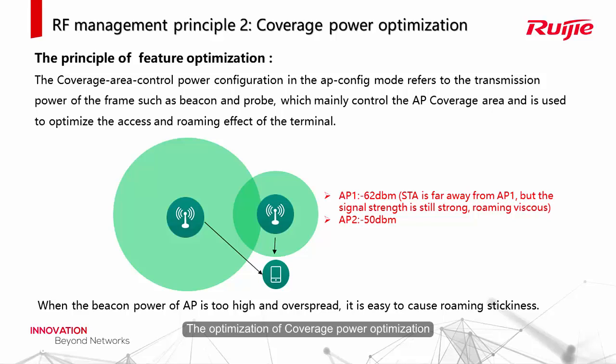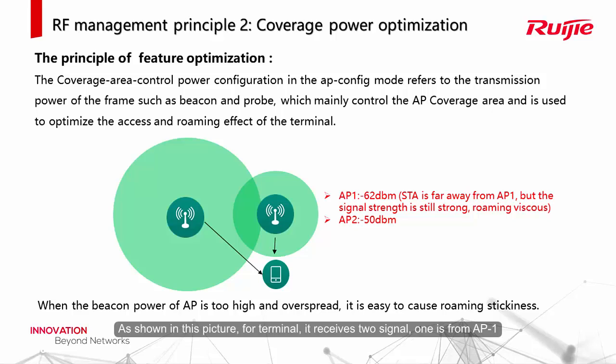The next optimization is coverage power optimization. The coverage area control power configuration in the AP config mode refers to the transmission power of the frame, such as the beacon and probe, which mainly control the AP coverage area and is used to optimize the access and roaming effects of the terminal. When the beacon power of AP is too high and overspread, it is easy to cause roaming stickiness. As shown in this picture, for terminal, it receives two signals.